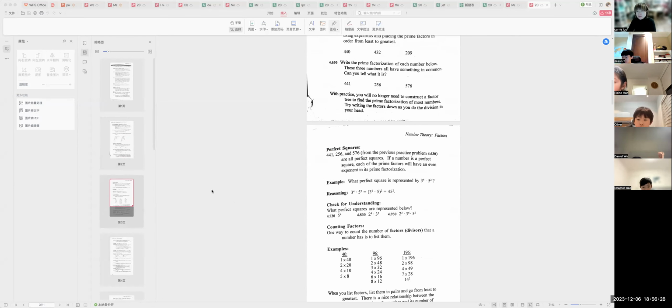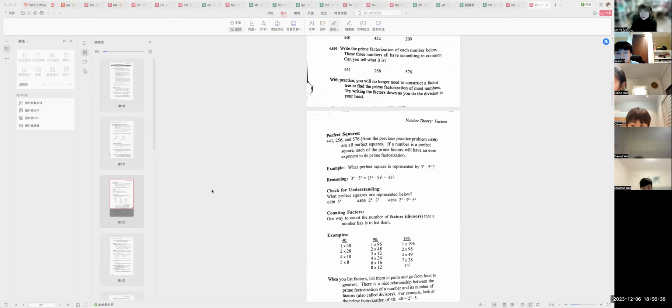So 441, 256, and 576 from the previous practice problem are all perfect squares. If a number is a perfect square, each of the prime factors will have an even exponent in its prime factorization. What does it mean? That means the factors come up in pairs. It's always paired. Correct? What perfect square is represented by 3, 4, and 5 squared?